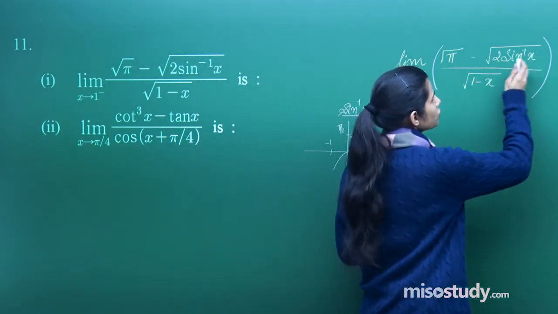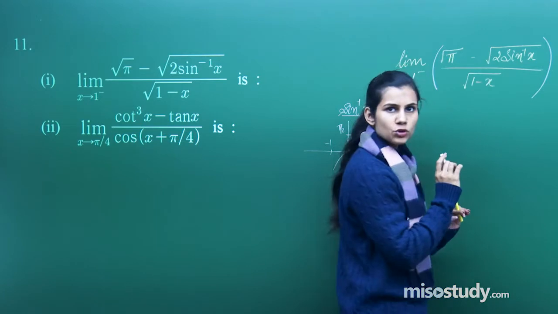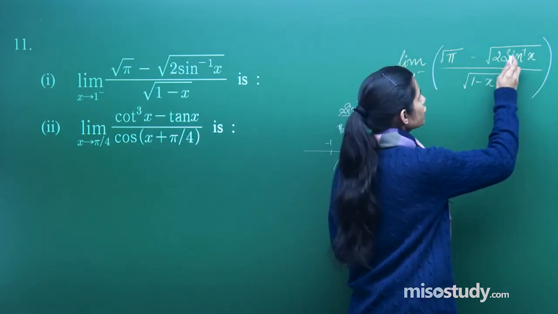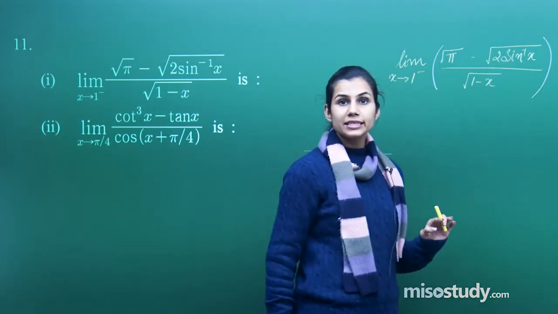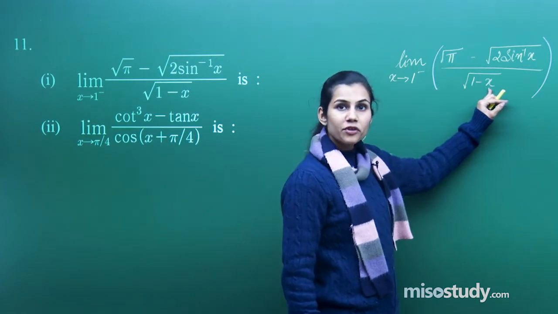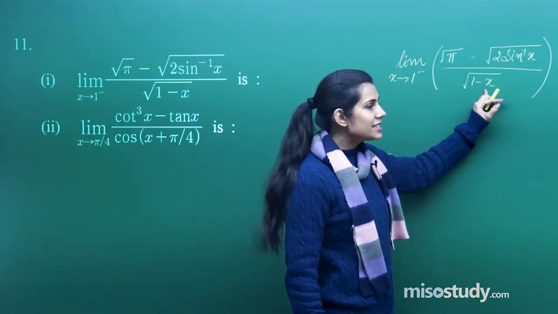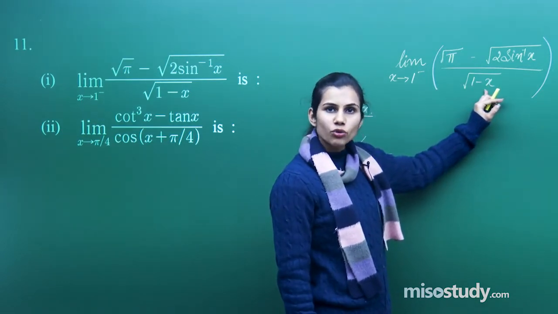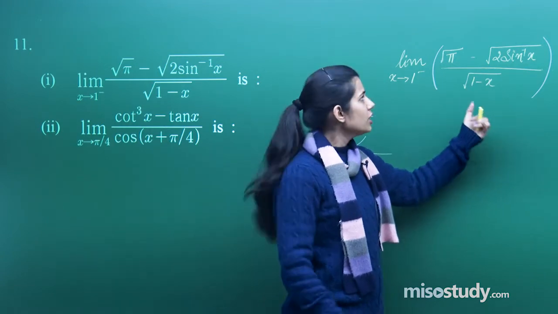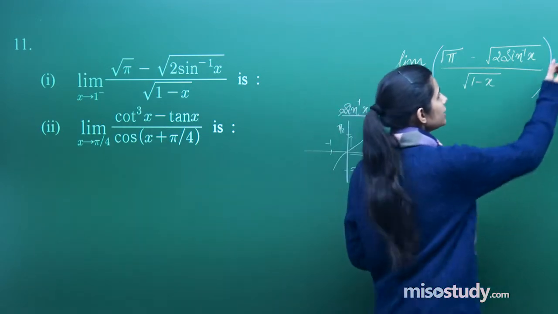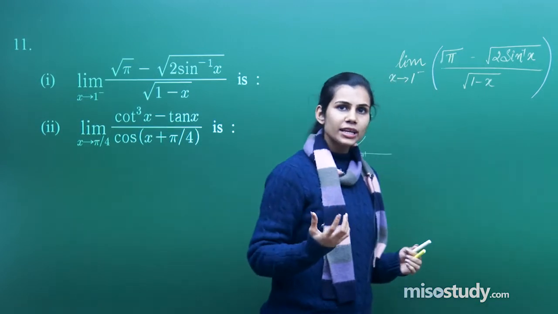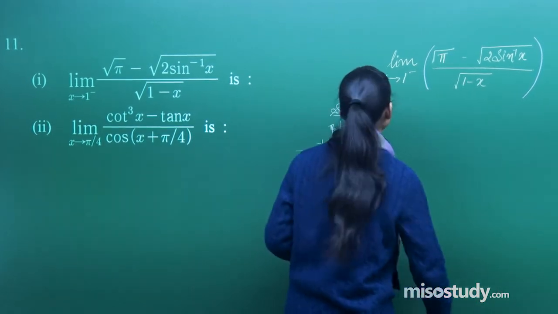So if this approaches pi by 2, 2 into pi by 2 gives you pi, so you get root pi over here. Root pi minus root pi is 0. And as x approaches 1 from the negative, 1 minus x approaches 0. So root 0 is again 0. So actually over here the form is 0 by 0 form, which eventually leads you to recall the L'Hopital rule.